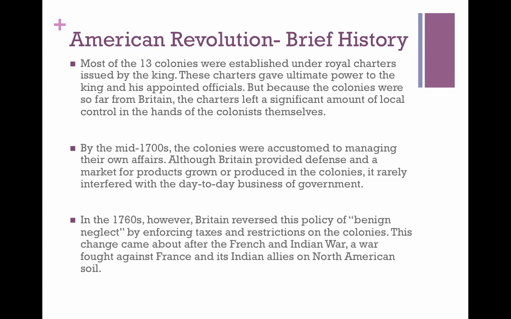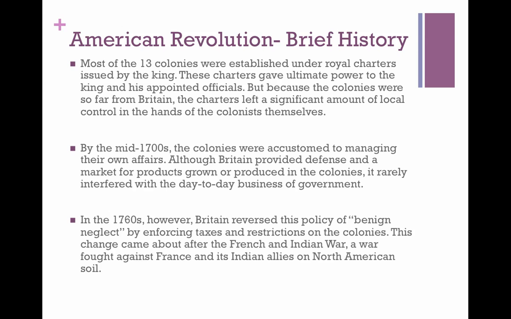All right, let's do a really quick, brief summary of the American Revolution. So we had that most of the 13 colonies were established under royal charters issued by the king. These charters gave ultimate power to the king and his appointed officials. But because the colonies were so far from Britain, the charters left a significant amount of local control in the hands of the colonists themselves. So by the mid-1700s, the colonies were accustomed to managing their own affairs. Although Britain provided defense and a market for products grown or produced in the colonies, it rarely interfered with the day-to-day business of government here in the original 13 colonies.